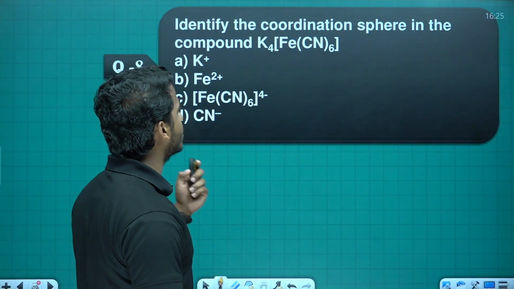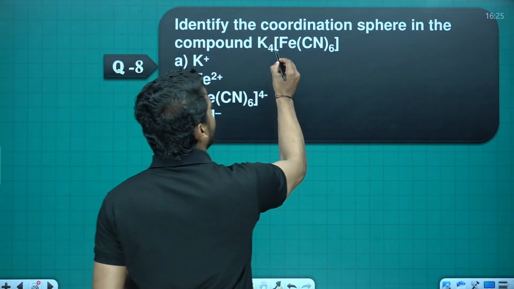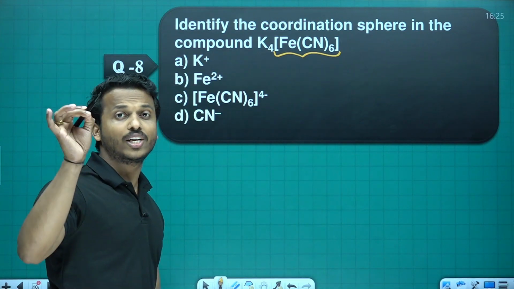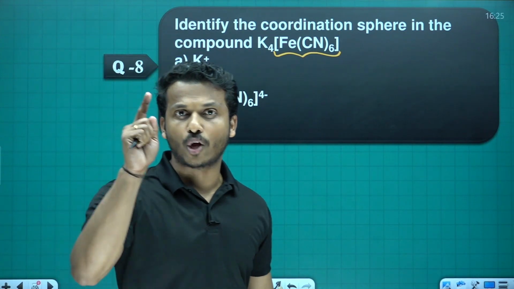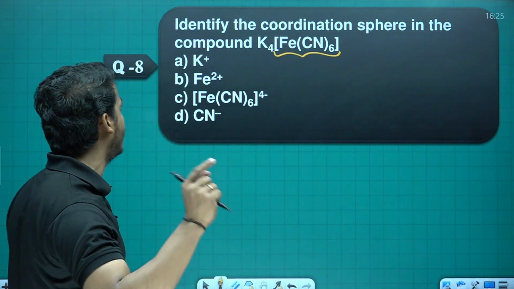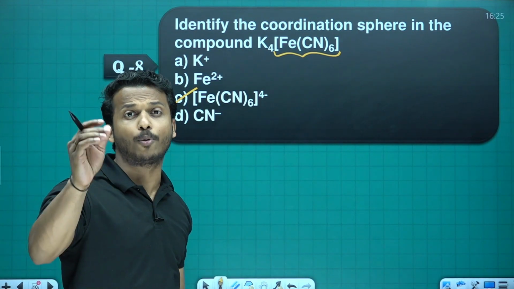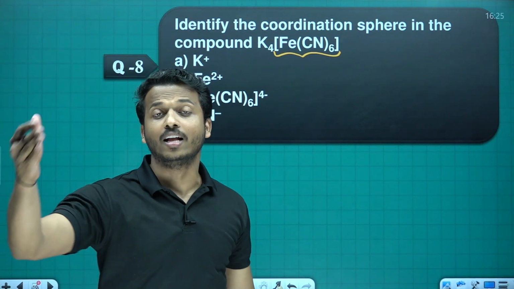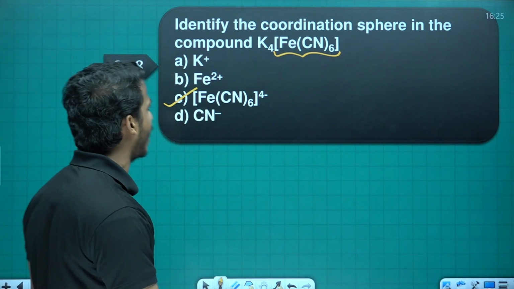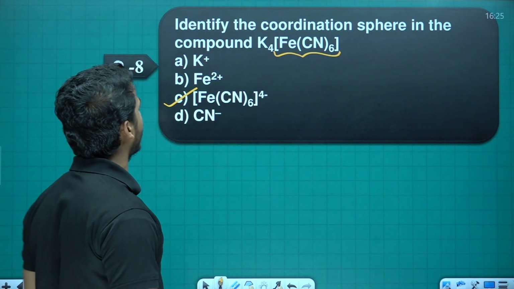Identify the coordination sphere in the compound. What is coordination sphere? Coordination sphere means the square bracket. It's also called coordination entity, my dear. Option C is the correct answer. Here K4. What is K? Potassium, that is outside the bracket. That is called the counter ion. Okay, so this is the counter ion, and this is the coordination sphere.